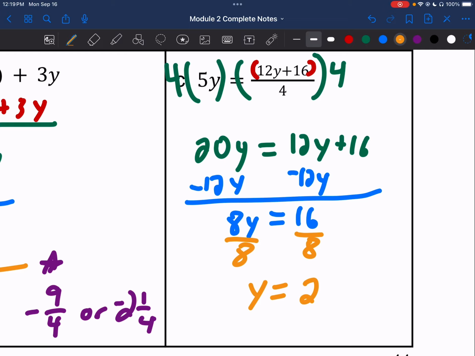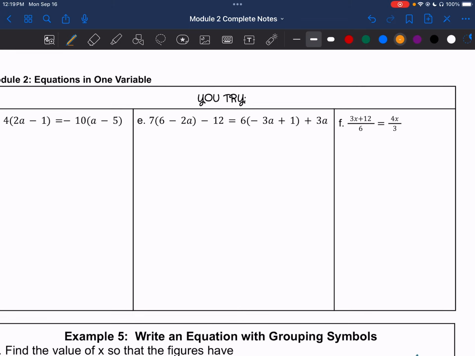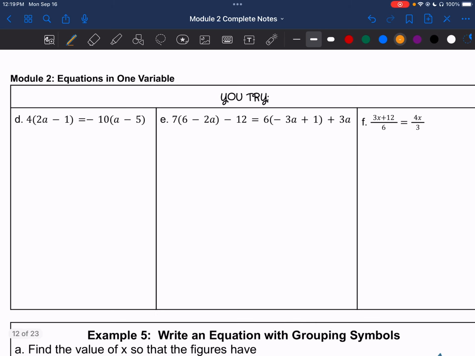All right. So if we go on to our next page, you'll have the 3 U-Try problems. Go ahead and work those. And when you're done, come back and check your work against mine.